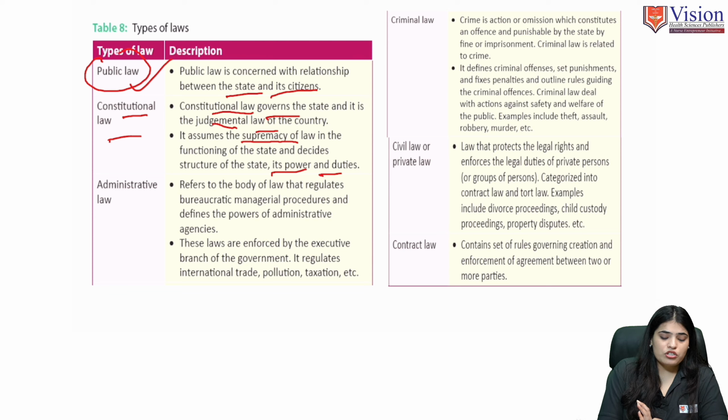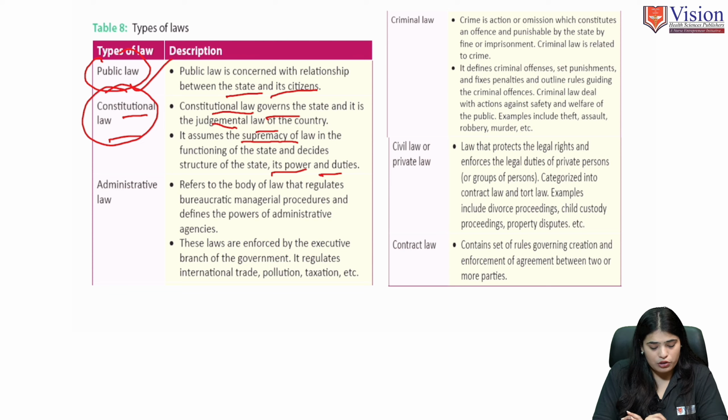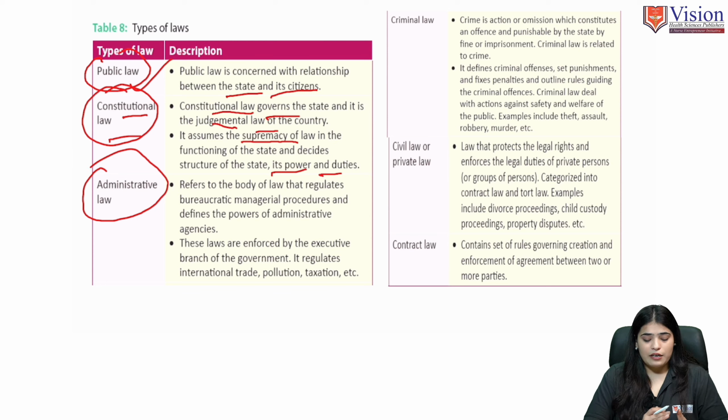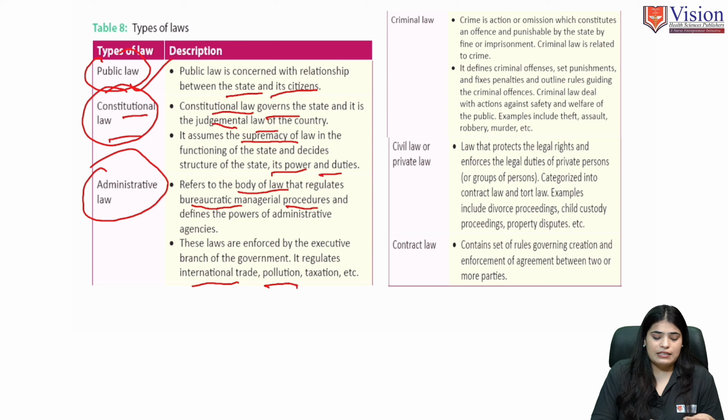So as per constitution, this is the constitutional law. Next one is the administrative law. Okay, so this is as per the administration of the state, as per the administration of the institution. It refers to the body of law that regulates bureaucratic managerial procedures. For example, it regulates the trades, it regulates the pollution, it regulates the taxes, etc. in the country. That is administration or administrative law.